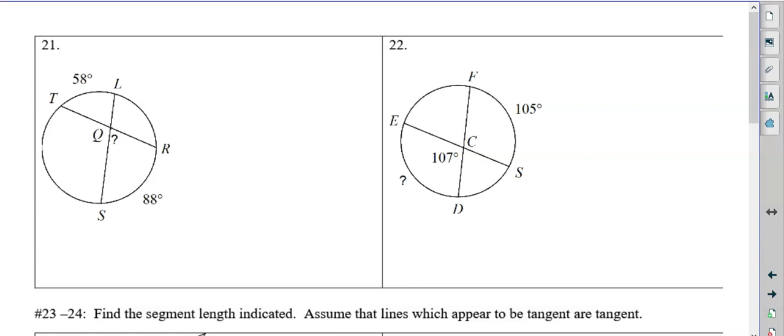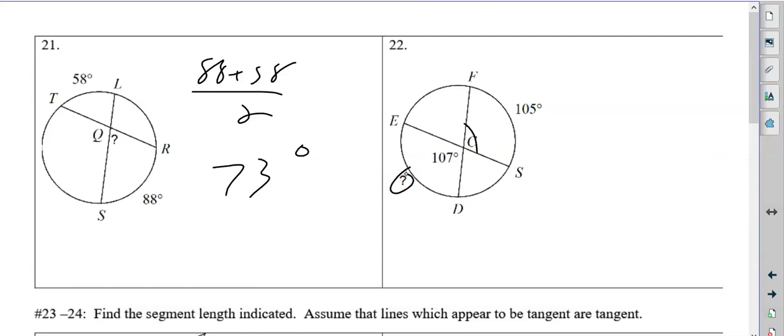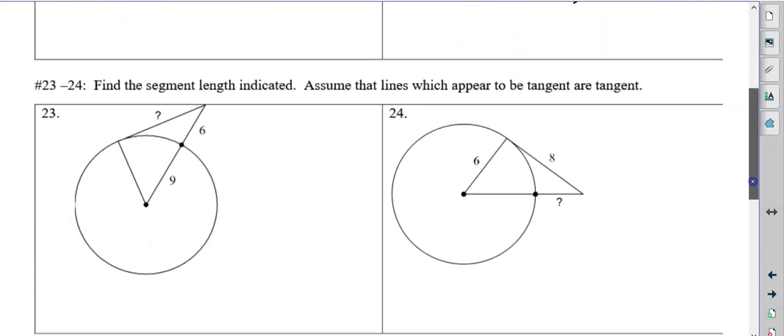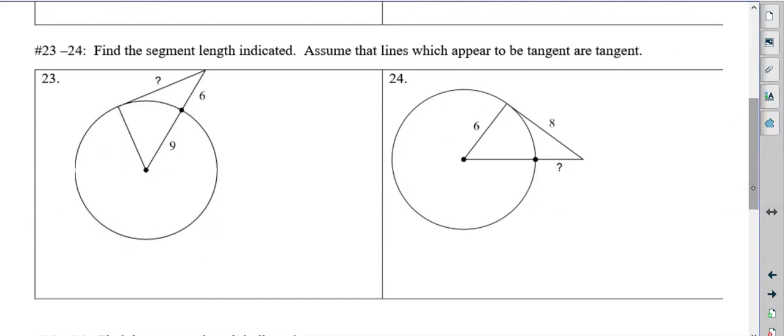Okay, so in this situation, where they're crossing inside the circle, all we do is 88 plus 58 divided by 2, which is 73 degrees. Now this time, we don't know this. I'm sorry, we do know this. That's 107. We don't know this. So it's 105 plus something divided by 2 equals 107. Multiply both sides by 2, we get 105 plus x equals 214. We subtract 105, x is 109 degrees. Again, at any point you need to hit pause, go ahead and do so.